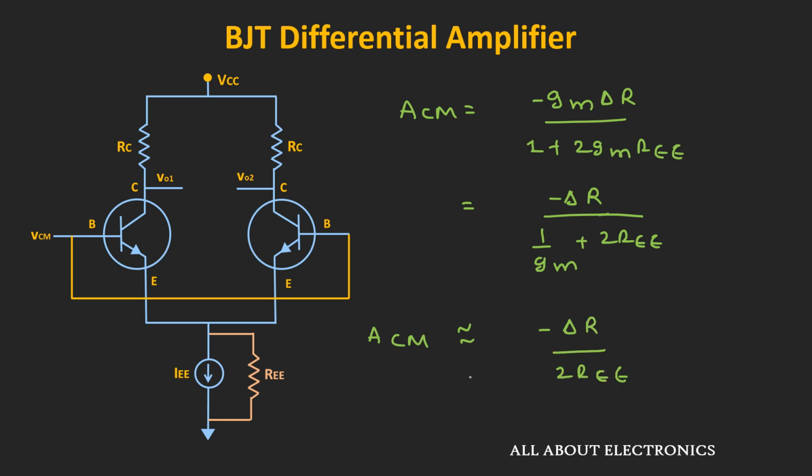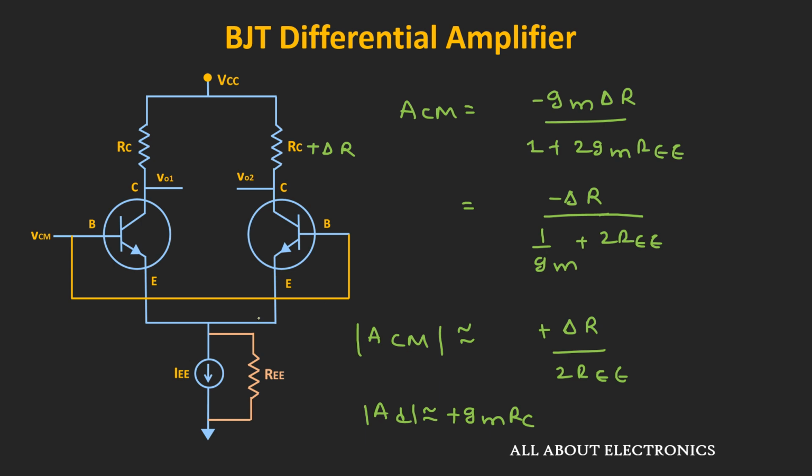Now here, if we measure the output voltage VO2 minus VO1, then this sign will be positive. So just to remove the ambiguity, let us take the magnitude. That means the magnitude of this common mode voltage gain will be equal to delta R divided by 2 RE. Now in this case, if we see the differential gain, that is AD, it is still approximately equal to minus GM times RC. Or if we just take the magnitude, then this differential gain will be equal to GM times RC.